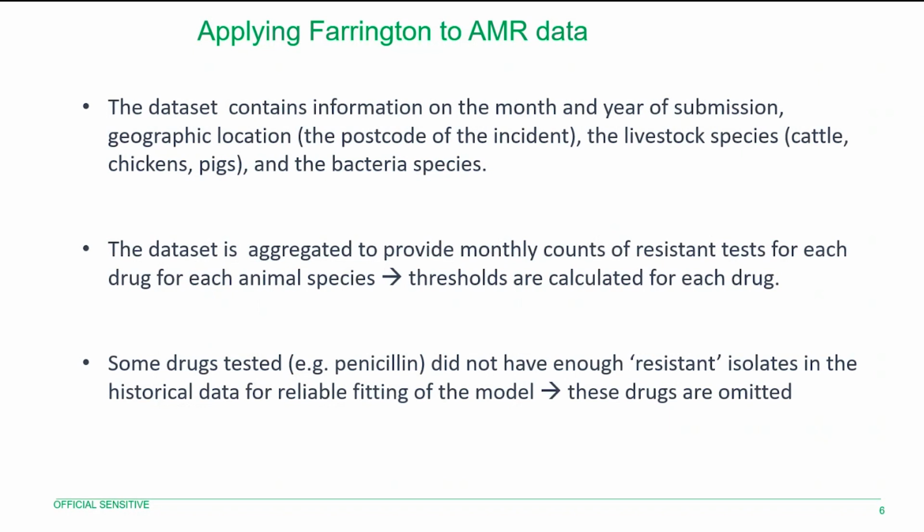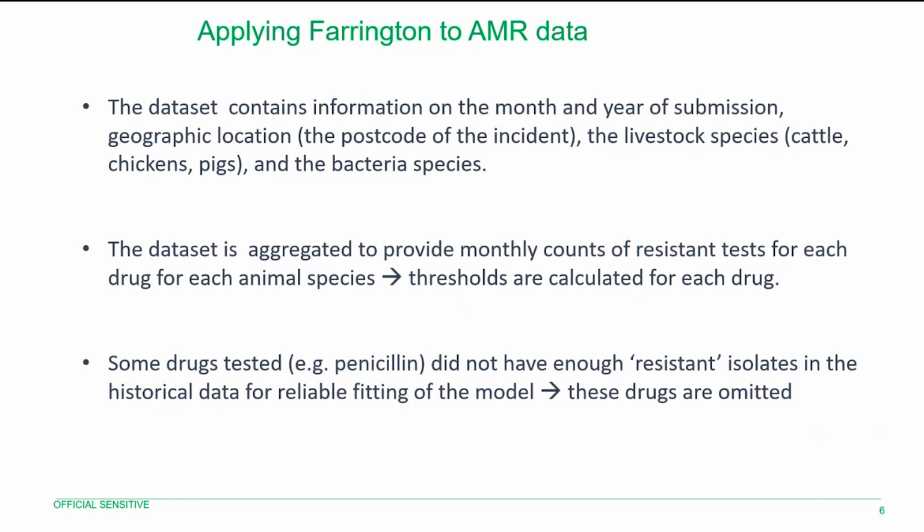Okay, so this data set contains information: the month when the sample has been tested, the month and year of submission, the location, the livestock species, and also the bacteria species. Then the data set is also aggregated across England and Wales to provide monthly counts of resistance tests for each drug and for each animal species. And the thresholds are then calculated for each drug by the algorithm.